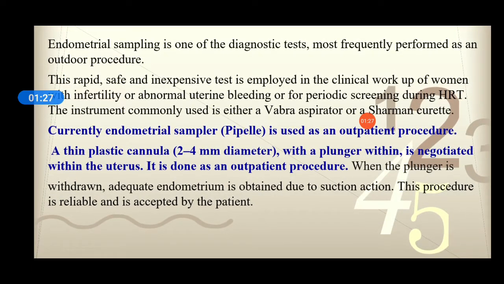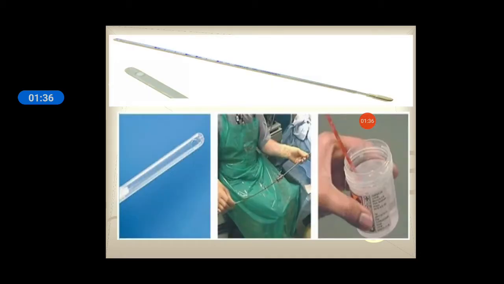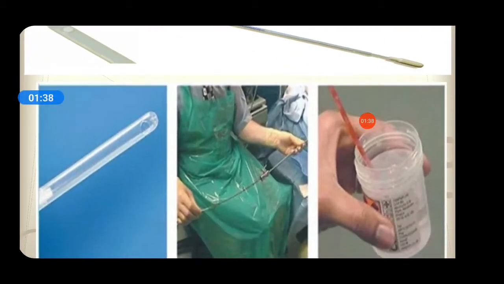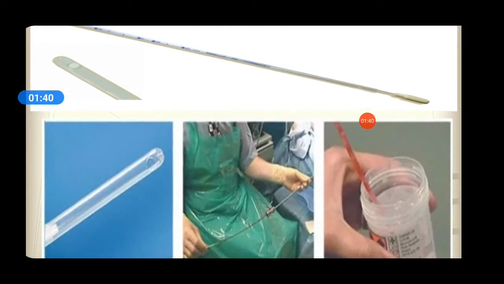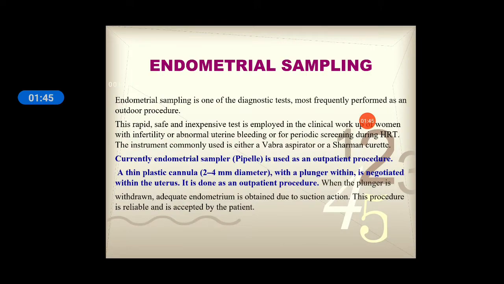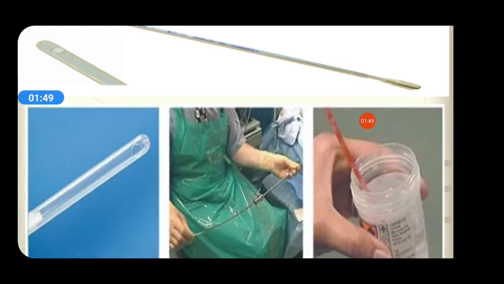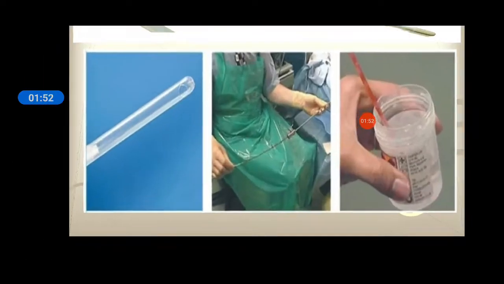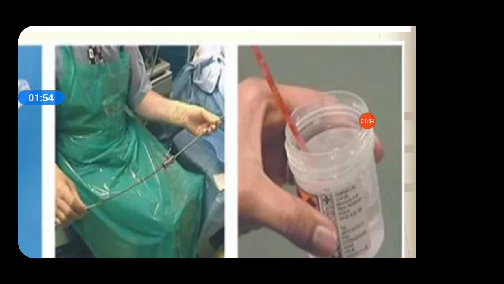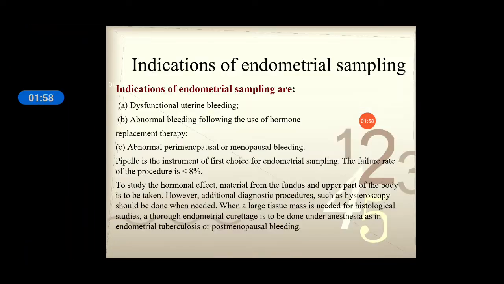When the plunger is withdrawn, adequate endometrium is obtained due to the suction action. This procedure is reliable, it is accepted by the patient, and it is less expensive. With the help of a Pipelle or even a plastic cannula, under suction we can obtain the sample of the endometrium. Later we can collect it into a clean jar and send it for microscopic examination.